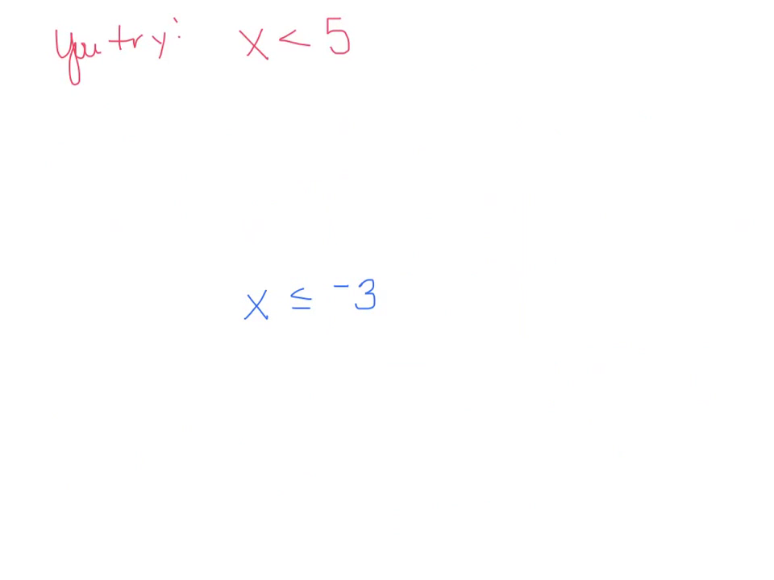Okay, here's a couple for you to try. I want you to do all 4 representations of x is less than 5, and then do the same thing giving all 4 representations for x is less than or equal to -3. I've already given you the first one, the inequality notation. So give me the other 3 for both of these questions. Pause it, and then we'll check our answers.